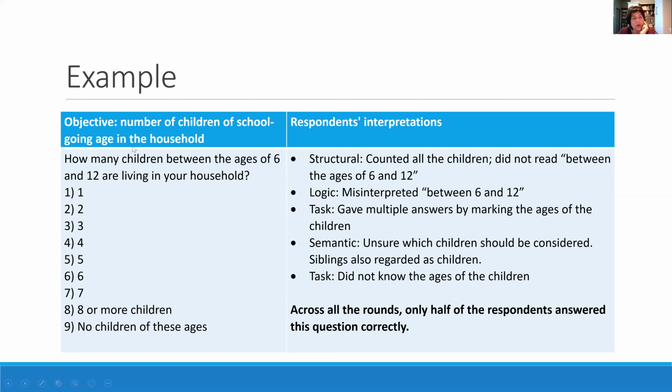The objective of this question was to find out how many children of school-going age were in the household. That was part of the poverty index question. The question was fairly simple. How many children between the ages of 6 and 12 are living in your household? And then here were all the response options. This question gave problems across all rounds, even after we had revised. Only about half of the respondents in total answered this question correctly.